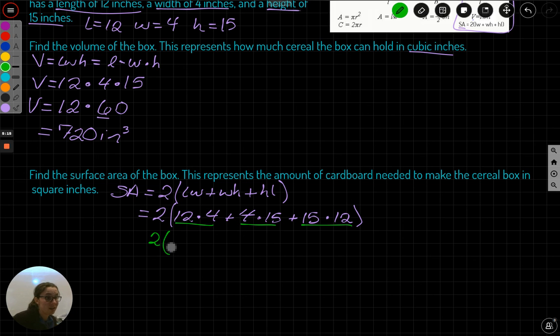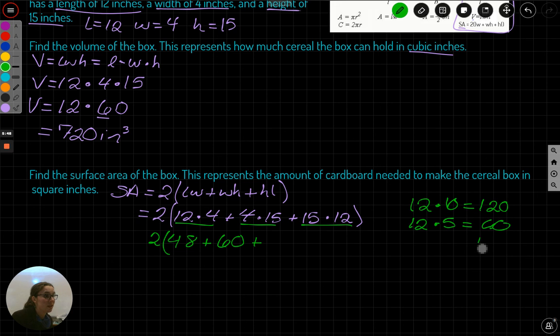12 times 4 is 48. Plus 4 times 15 is 60. We just did that one up here. 60. Plus, and then 15 times 12. Well, 12 times 10. Whoops, I almost did an X there. 12 times 10 equals 120. And 12 times 5 equals 60. So 60 plus 120 is 180. So plus 180.